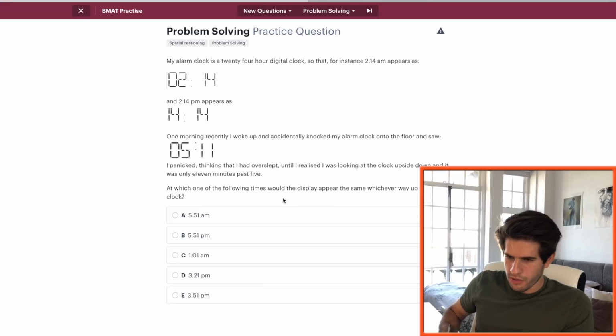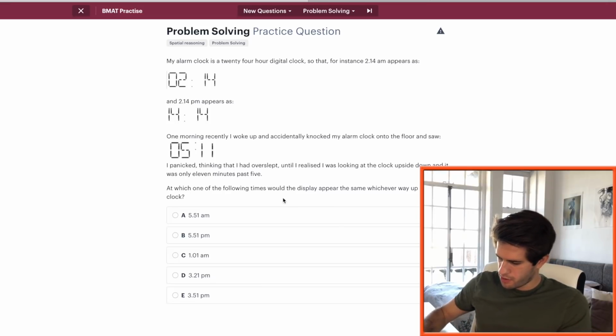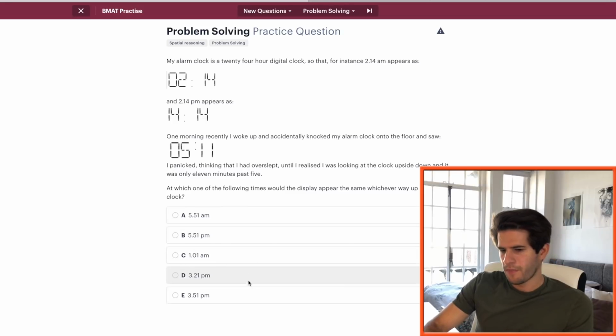5:51 a.m. would be 0551, so if you turn that around, that's not the same. 5:51 p.m. would be 1751, so no. 1:01 a.m. would be 0101, which turned around would be 1010, so no. 3:21 p.m. would be 1521, upside down would be 1251, almost.